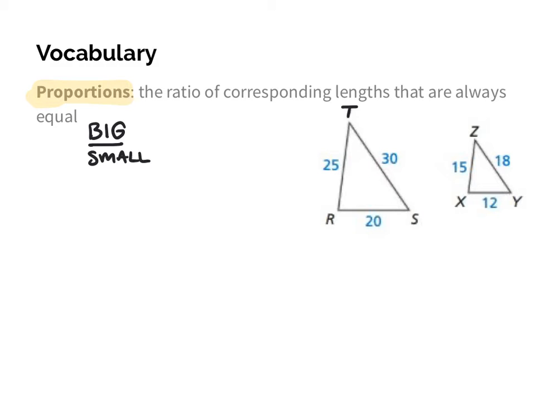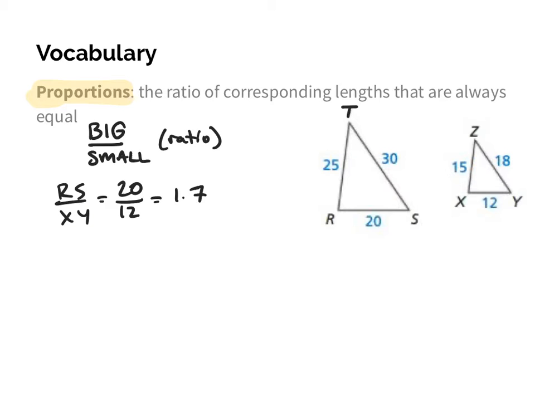Now, we set this up by writing what's called a ratio. This right here is what's called a ratio. A ratio is just a comparison of two sides. Now, if I compare the corresponding sides, like in the previous example, we did RS compared to XY, and what I got was 20 over 12, which gave me a scale factor of about 1.7. Now, notice that a proportion is what happens when I look at two ratios that are always going to be equal.